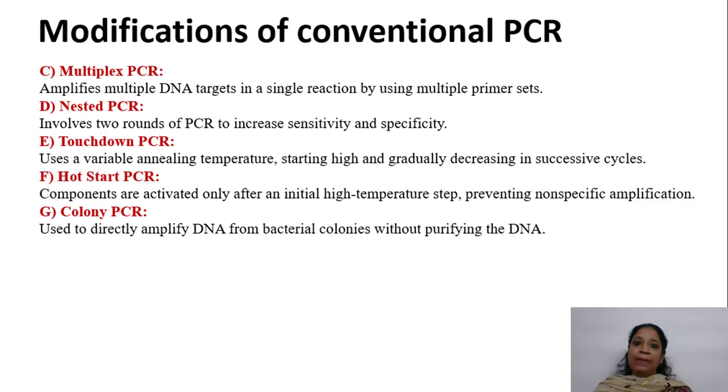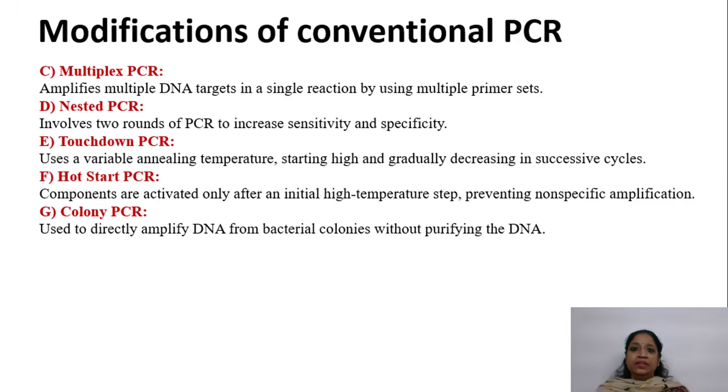of non-specific amplification. In touchdown PCR, the annealing temperature is gradually decreased across cycles to enhance primer specificity. It helps to reduce non-specific binding and improve amplification efficiency. In hot start PCR, the reaction components are activated only after an initial high temperature step. This prevents non-specific amplification and primer-dimer formation during the reaction setup.